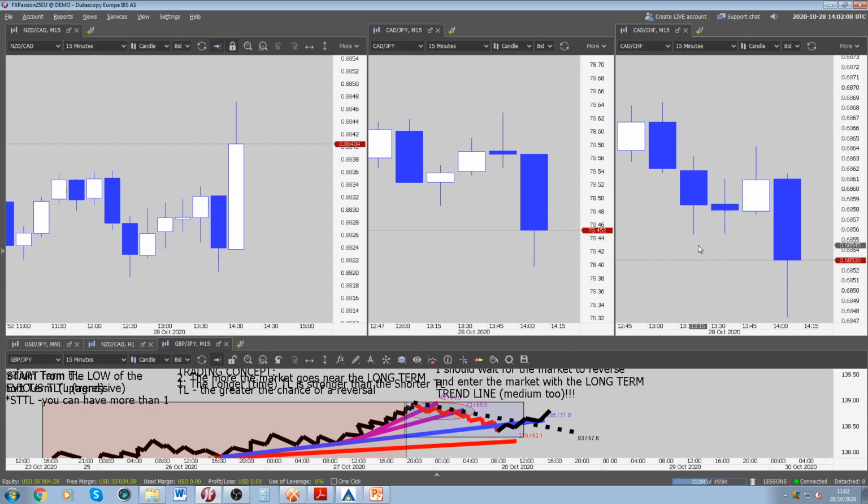And as you can see, we are seeing the Canadian news event, right? We are seeing the NZD-CAD 15-minute chart, the CAD-JPY 15-minute chart, and the CAD-CHF 15-minute chart. So let's see how this is going to play out. Is anybody trading Canadian news? You can say yes, you can say no. But we had the news right now, at 2 p.m. GMT.